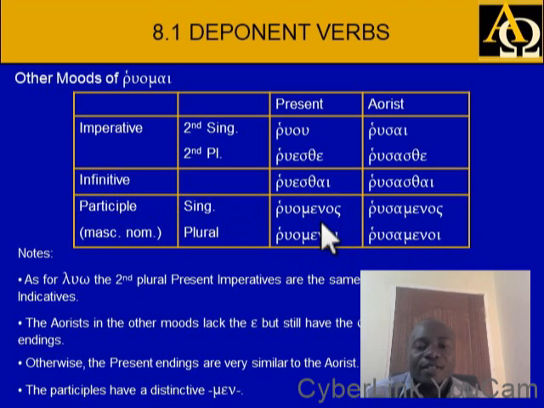So whereas in the other moods we saw that the participle is, for example, we can say luon and then luontes, right? Now the endings of the participle is menos and menoi. So when you see menos and menoi, then you know you're dealing with the deponent. Okay.